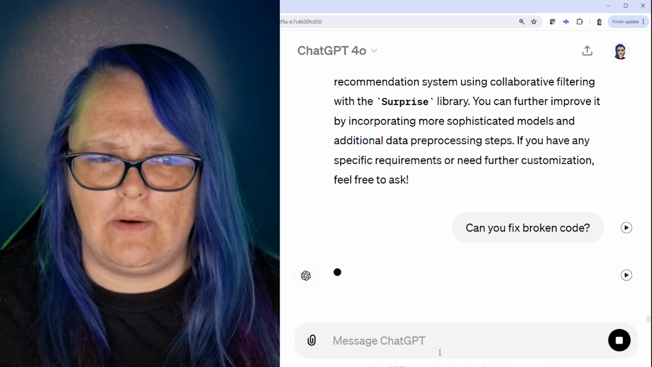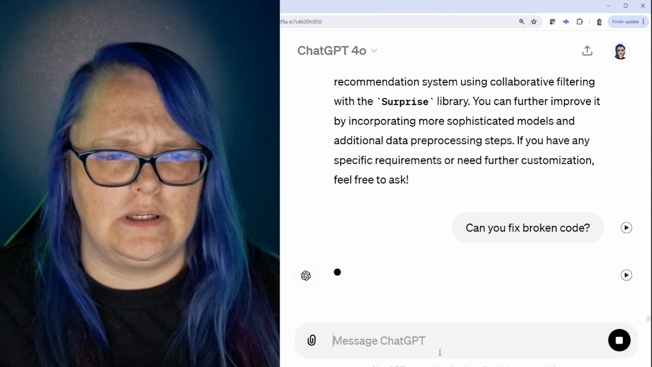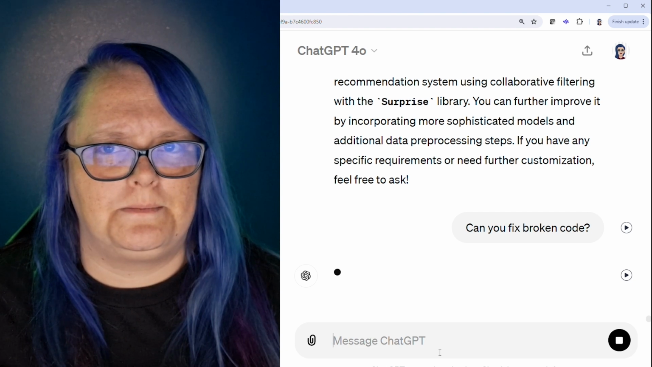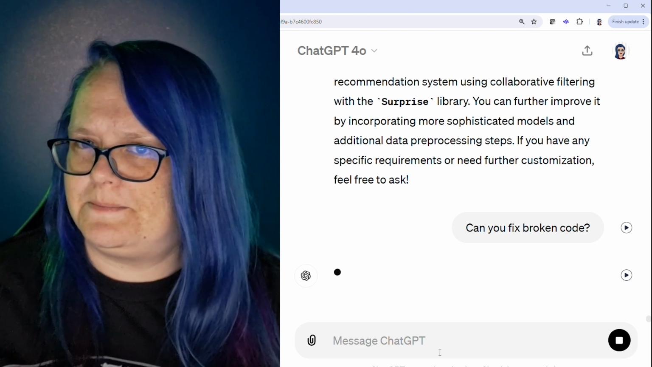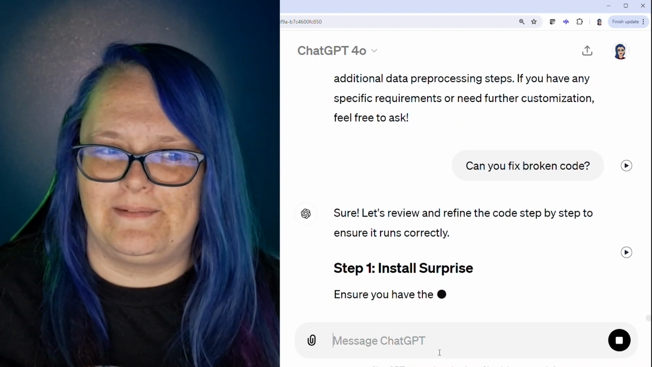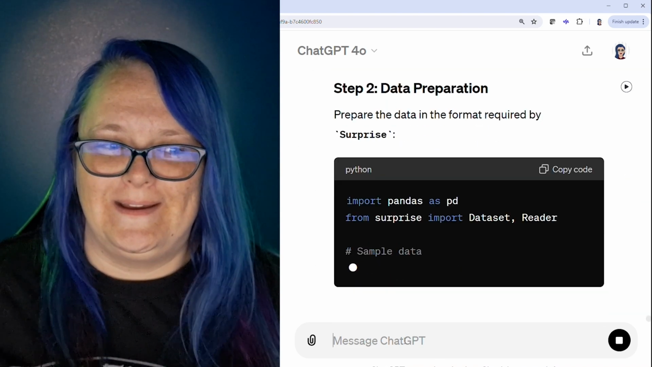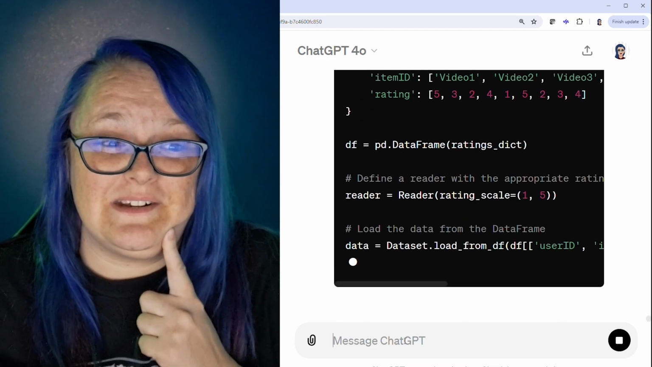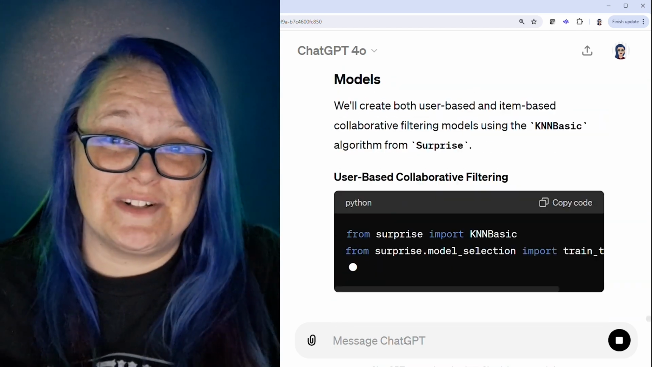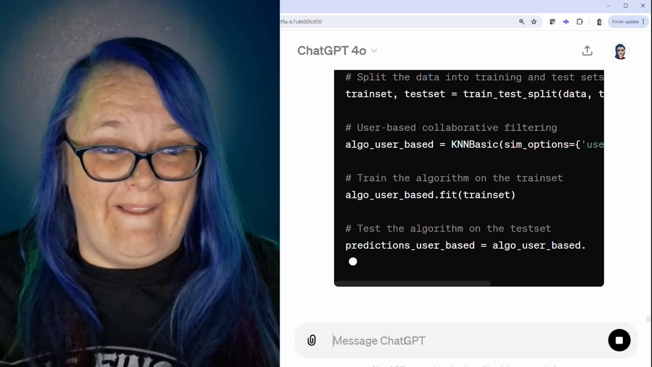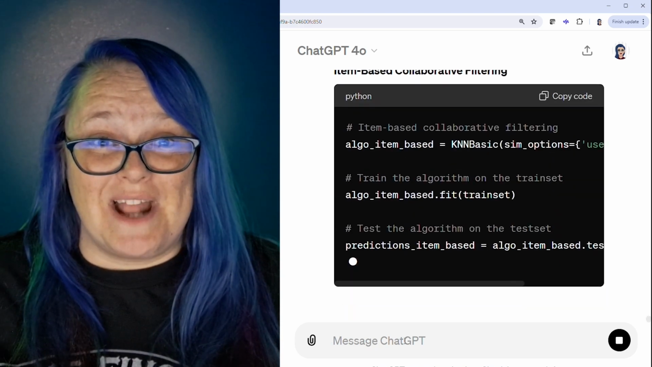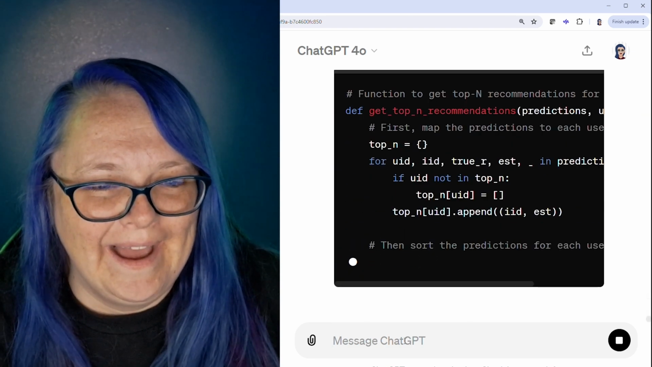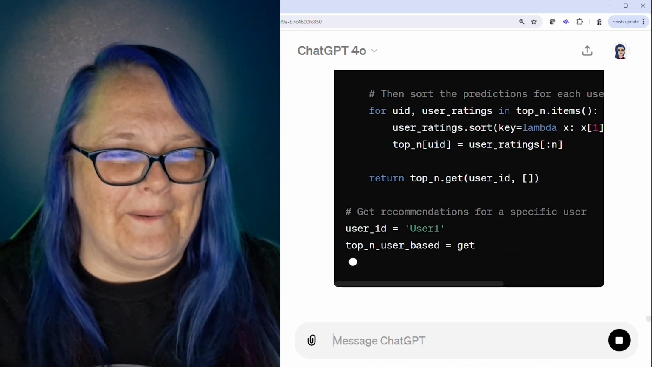Ooh, it's thinking for quite a long time about that really simple question. All I asked it was, can you fix broken code? Okay. Oh. It's glitching! I didn't tell it what code I wanted it to fix. It's going into a whole new thing. That's very interesting. We might have just broken ChatGPT 4.0. Oh boy!